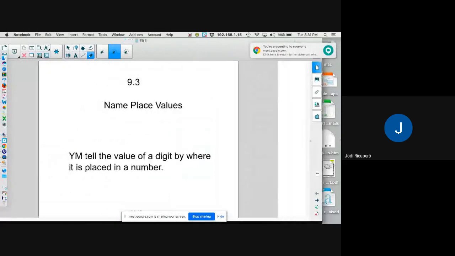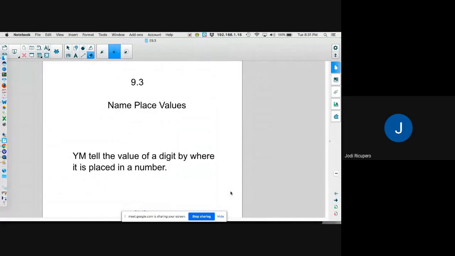Good morning, mathematicians. Today we're doing 9.3, name place values. Young mathematicians tell the value of a digit by where it's placed in a number.